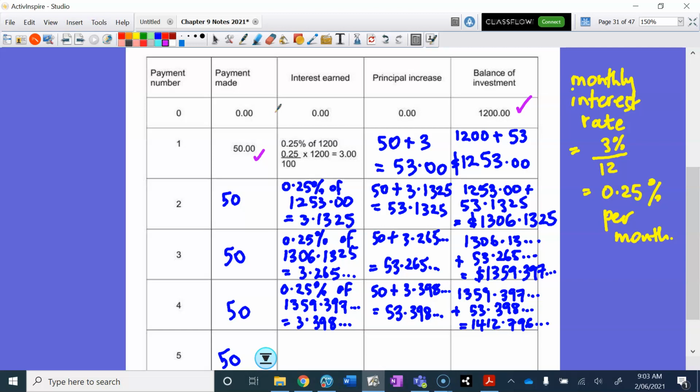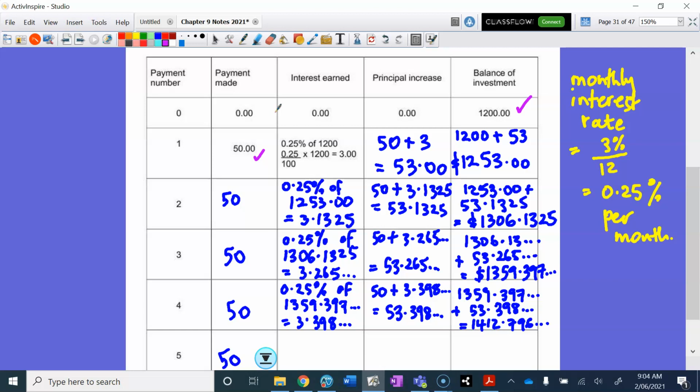That monthly interest rate, I've shown you on the right hand side how I got it. So 3% per annum but because we're calculating monthly, we need to divide that 3% by 12. So effectively we're working at 0.25% interest per month. Okay, so in that first payment, 0.25% of $1,200 is $3. So the bank's adding $3 interest, Noor's adding $50 payment, so that principal is increasing in that first month by $53.